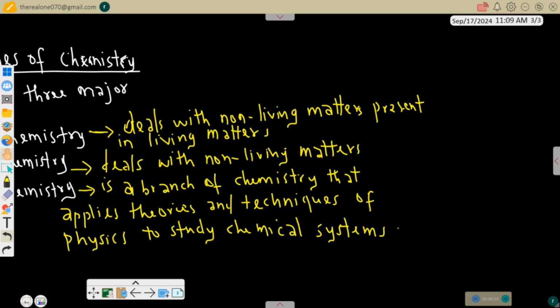So now, what are the non-living matters that inorganic chemistry deals with? These are the kind of substances that are not found in living matter. For example, sulfuric acid, H2SO4, and we have hydrochloric acid and many other ones. Even though many of these are prepared in the laboratory too.